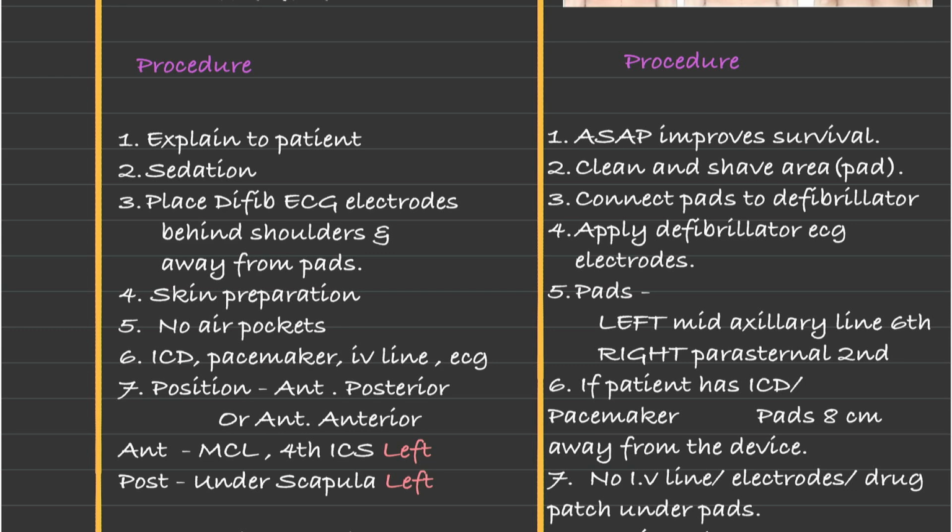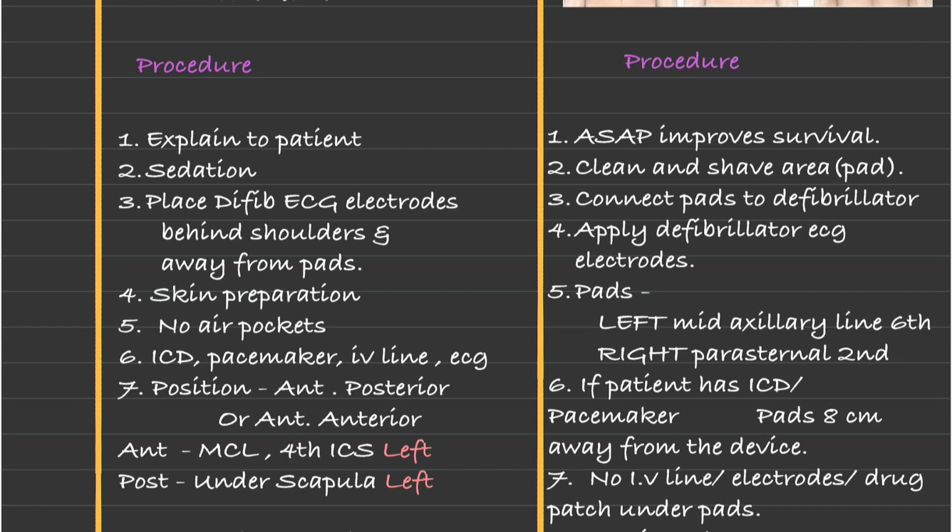As the patient is relatively stable in cardioversion, we have to explain the procedure to the patient and take consent. Consent has to be taken for cardioversion. After consent, we will sedate the patient with sedation agents and we will attach ECG electrodes of the defib machine. ECG electrodes of the defib machine have to be attached behind shoulders and away from the placement of pads.